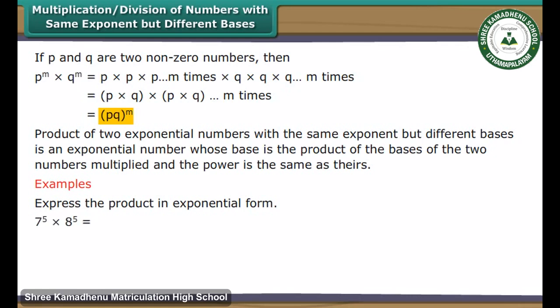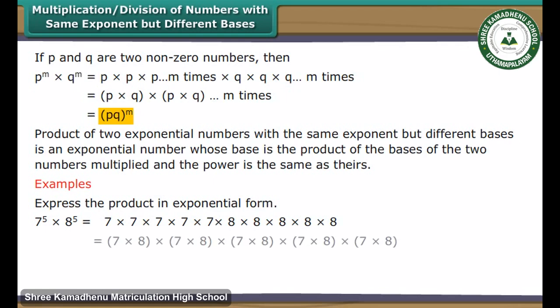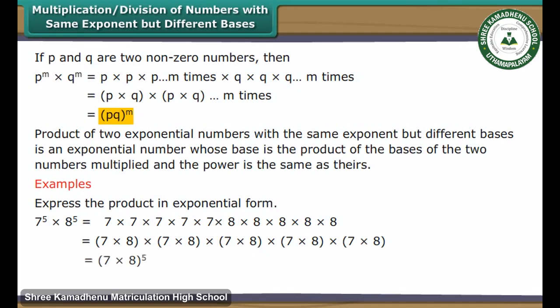7^5 into 8^5 is equal to 7 into 7 into 7 into 7 into 7 into 8 into 8 into 8 into 8 into 8, which equals 7 into 8 into 7 into 8 into 7 into 8 into 7 into 8 into 7 into 8, which is equal to (7 into 8)^5, which equals 56^5.